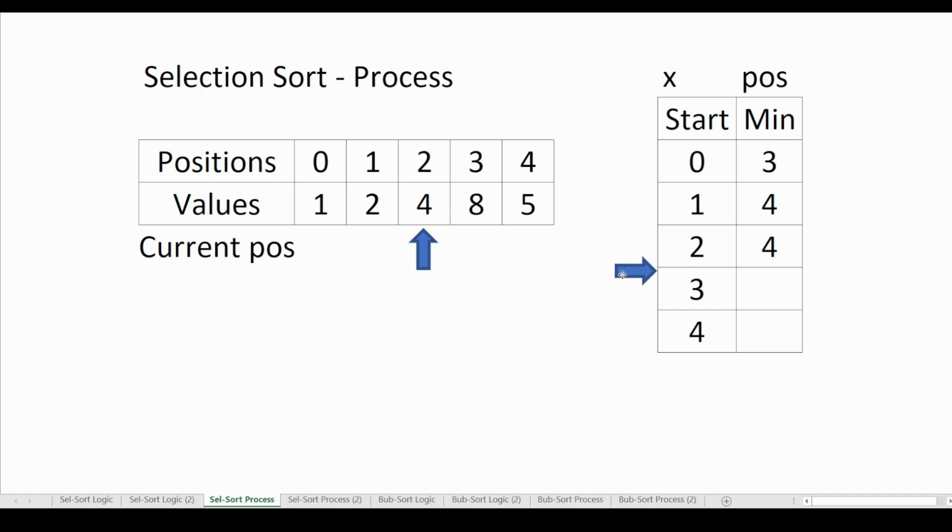Again, I move to position number 3. Starting from 3 going on to 4, where is the smallest value? It is again on 4. So I swap positions 3 and 4. 5 comes here, 8 comes here. Okay, the process is over. I don't need to search from 4 at all. Now you can see that this array is arranged.